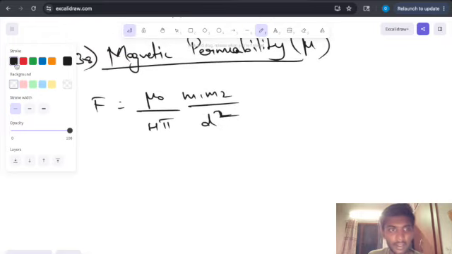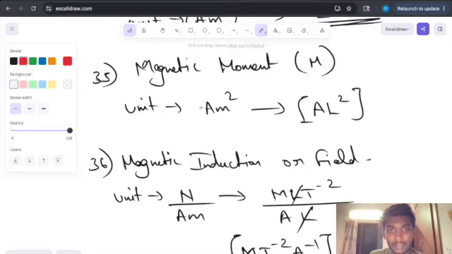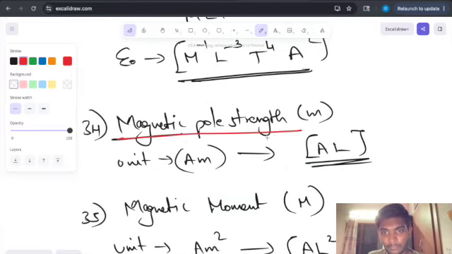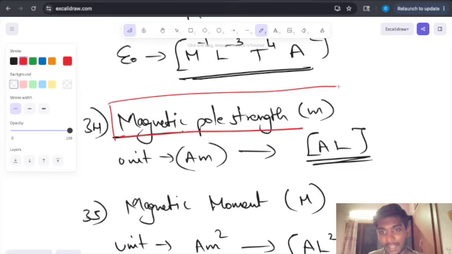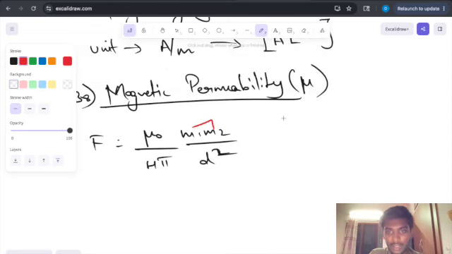Okay, let me just explain. These are not masses. Small m in magnetics is magnetic pole strength. So the small m refers to magnetic pole strength. Therefore you should consider A L as its dimension and not capital M. You shouldn't consider it as masses. This formula is actually for forces between two poles.